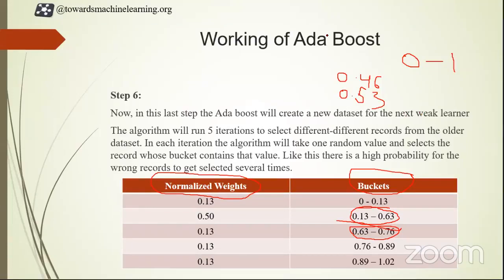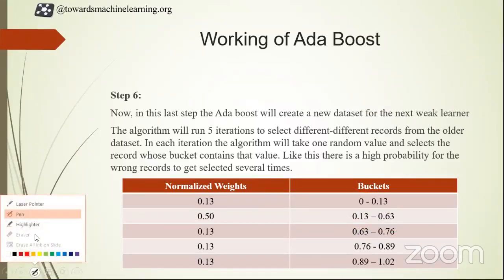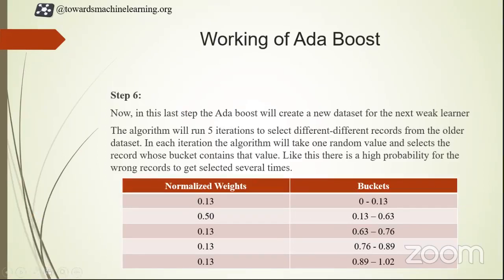Okay, this is all we need to do. Let me raise it so you can see it clearly. So there is a high probability that this wrong record gets selected several times. Now AdaBoost will run these iterations and build a new data set taking the records selected in each iteration. This new data set is the training data for the next weak learner. It will be passing this data set to the next weak learner.